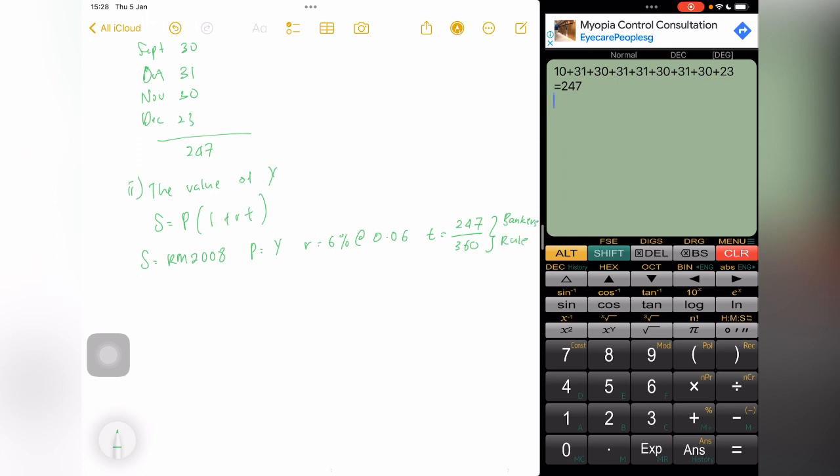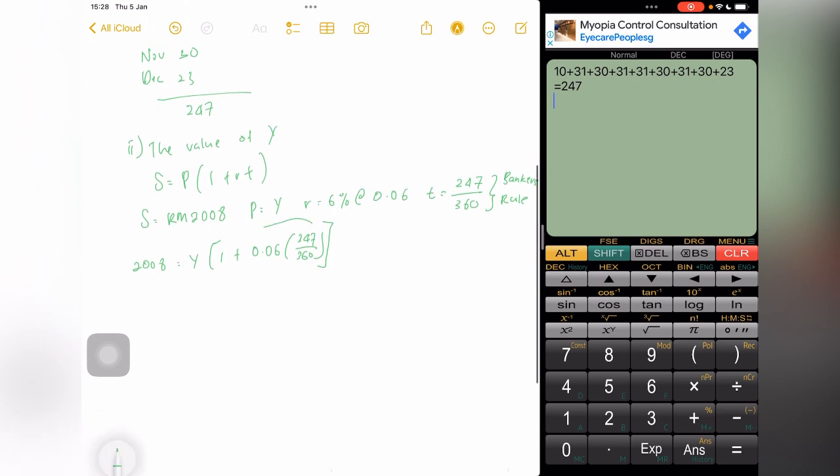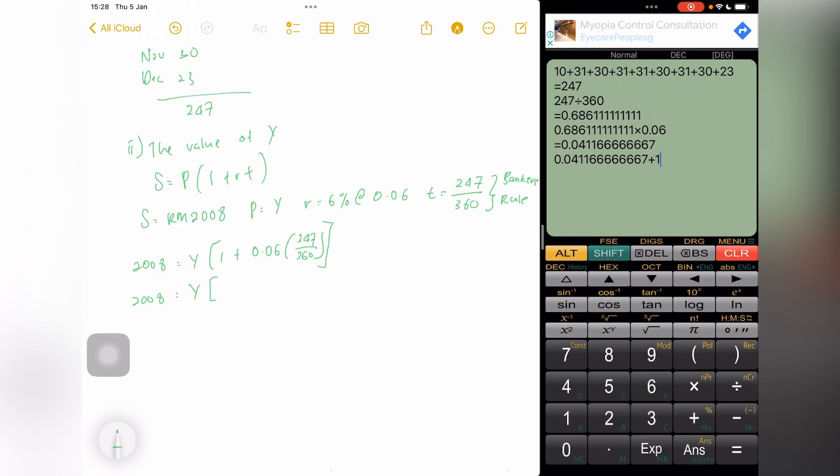So we move on to the formula. 2008 equals Y in bracket 1 plus 0.06 in bracket 247 over 360, close bracket and bracket. So we simplify the first one over here. 2008 equals Y in bracket, this is what we want to know. 247 divided by 360, and we get the answer, times 0.06 and plus 1.